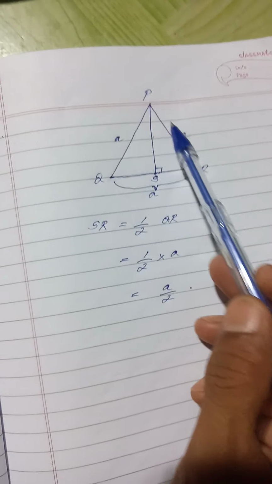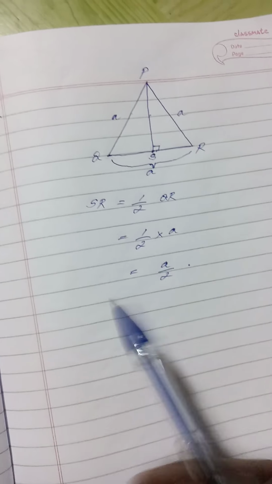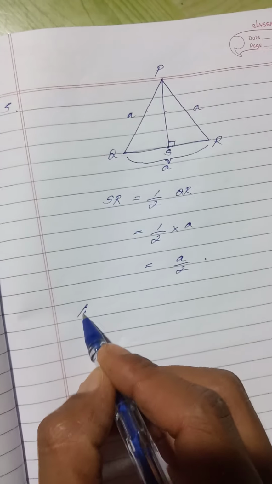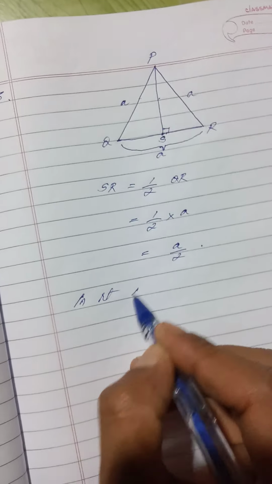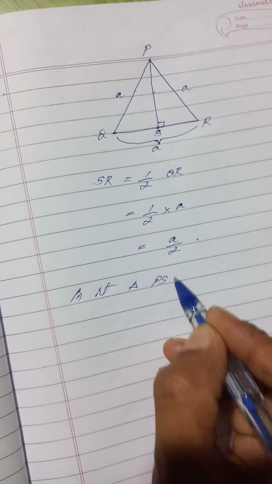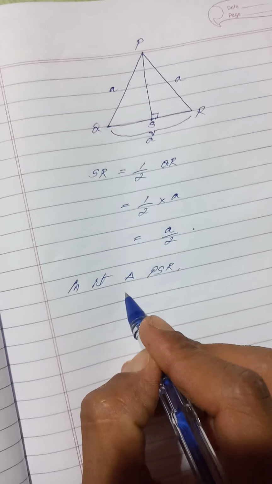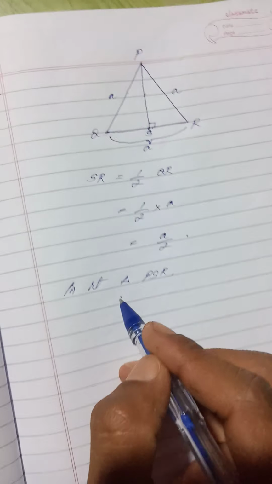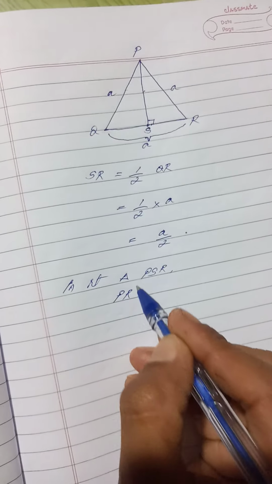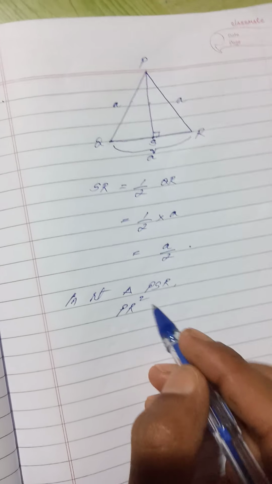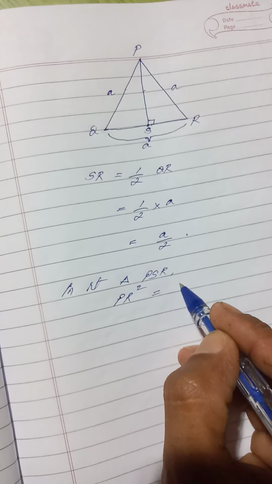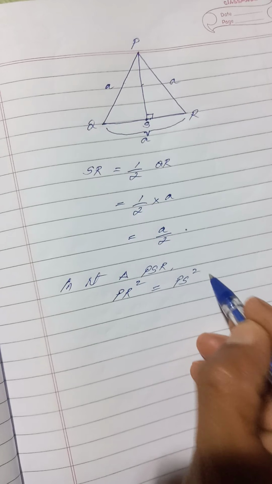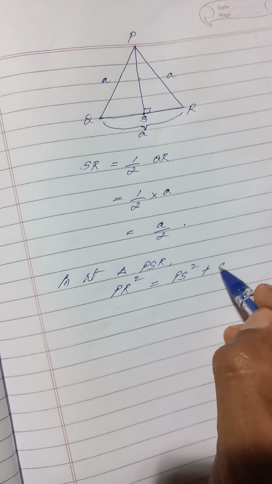and now we can apply Pythagoras theorem because we already know two sides. So in right triangle PSR, by Pythagoras theorem, h square: hypotenuse is PR, equals perpendicular PS square plus base SR square.